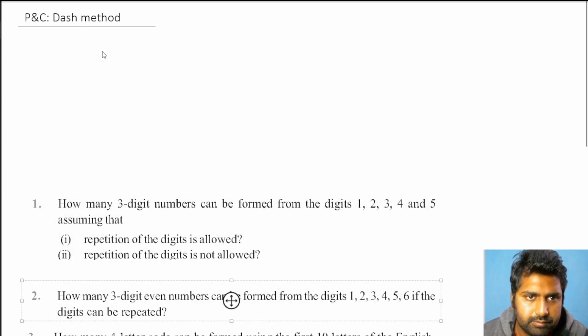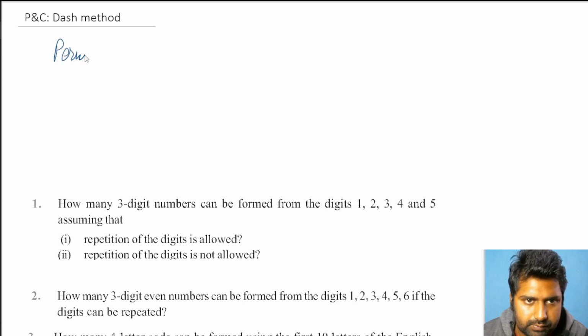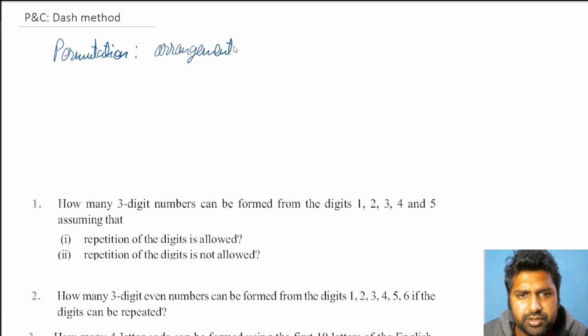Permutation means arrangement. If the question is asking for the number of permutations, it's asking how many possible arrangements there can be for a given situation. Okay. Combination is all about selection.